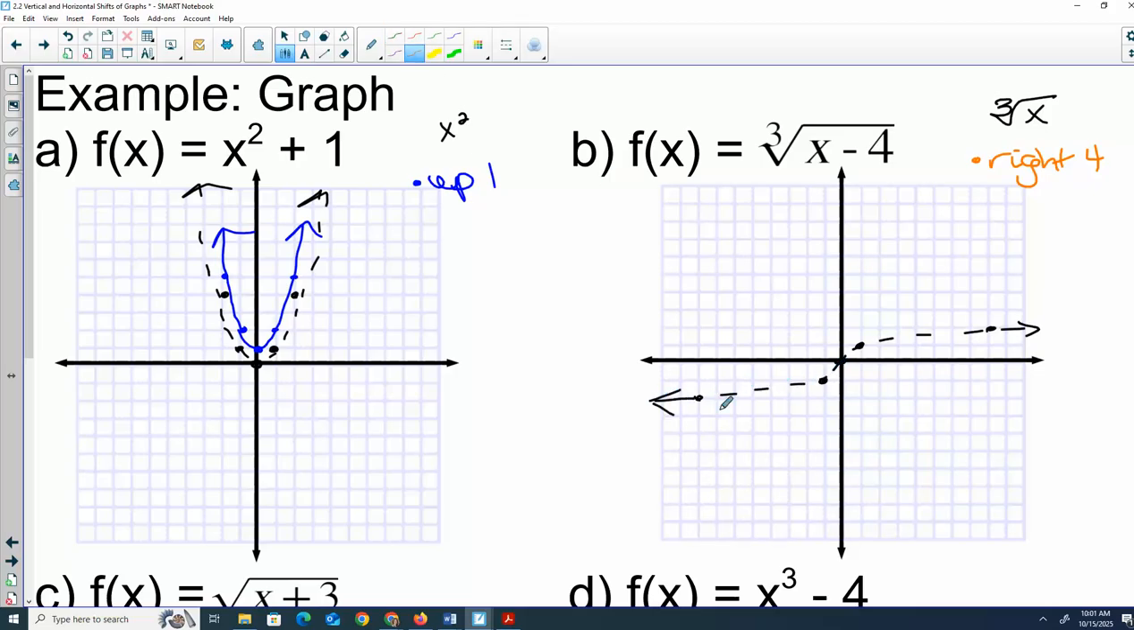And then I take all points. It's on the inside, so right. Inside because it's either in parentheses or under the radical.